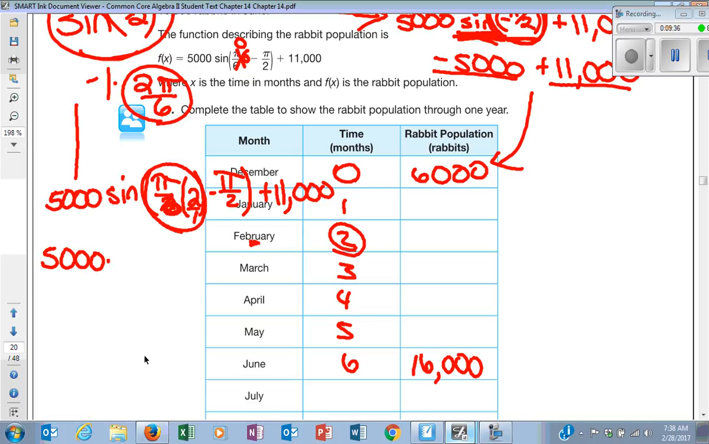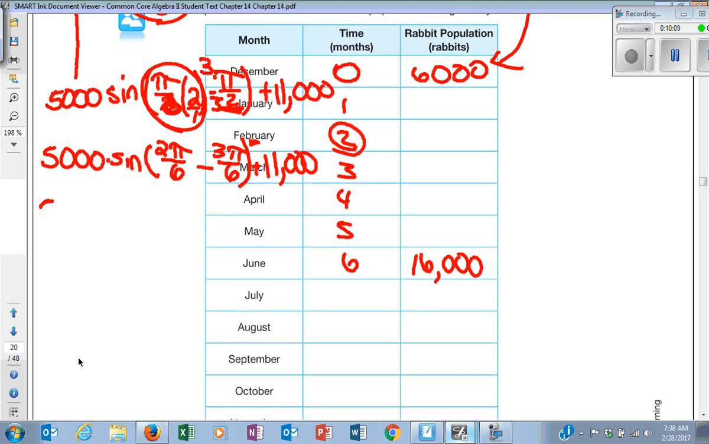So does everybody see I have 5,000 times sine of 2 pi over 6, and I go minus, wait. If I'm going to subtract these two, what do they have to have? And is that a 6? So I have to multiply it by 3 and multiply this by 3, so then I get 3 pi over 6 plus 11,000. Is everybody with me? 5,000 sine, and then this becomes negative pi over 6 plus 11,000.